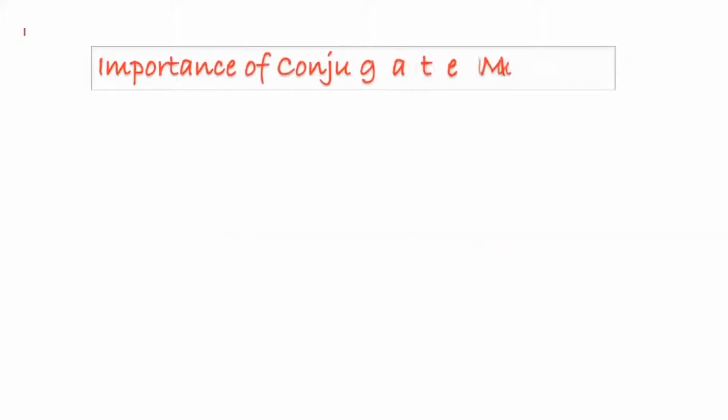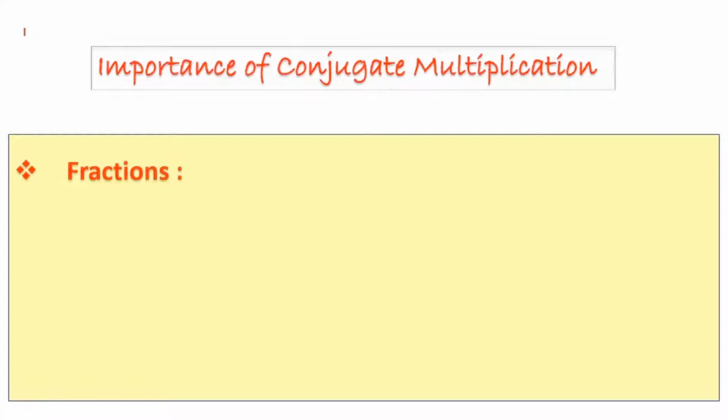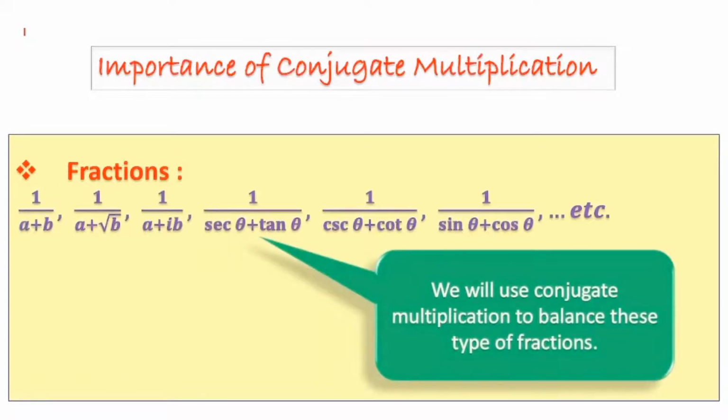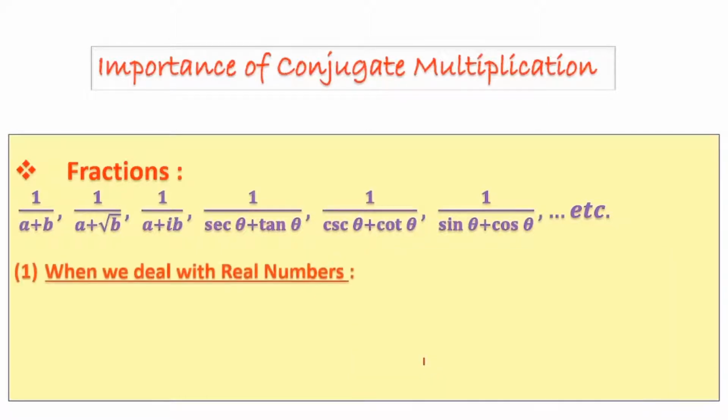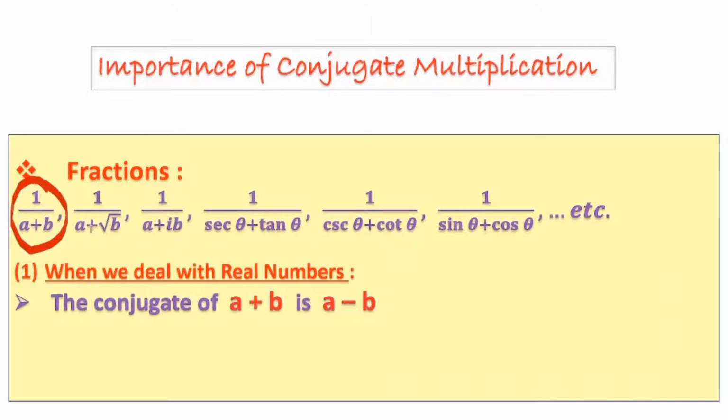Friends, before solving this example, we will discuss the importance of conjugate multiplication. Look at the algebraic and trigonometric fractions given below. We will use conjugate multiplication to balance these types of fractions. First, when we deal with real numbers, the conjugate of a plus b is a minus b. Just change the sign between two numbers in a binomial.